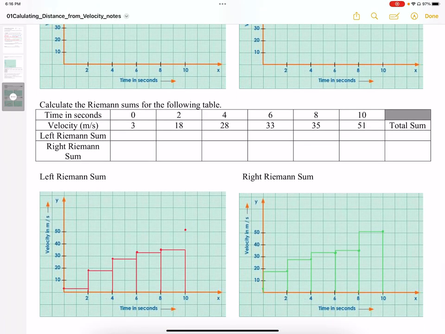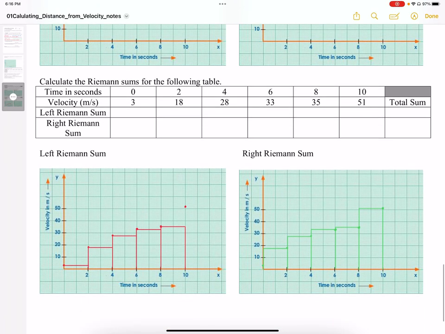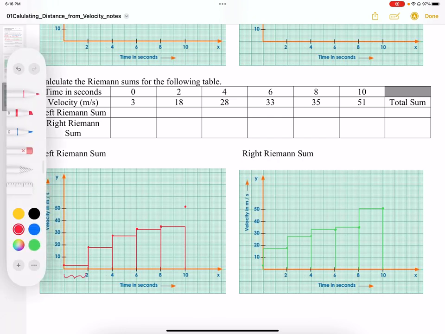So we're going to continue calculating the Riemann sums. We're going to use the left edge, which is going to represent our lower Riemann sum. So left edge for velocity and time. I'm going to take the velocity of 3. Our time interval is 2 seconds. If we take a look at our time interval, it has a width of 2 seconds.